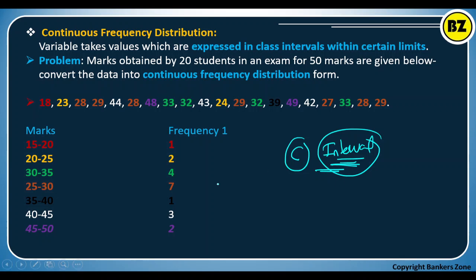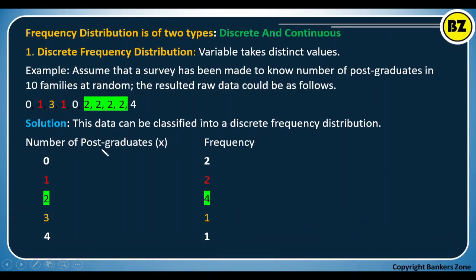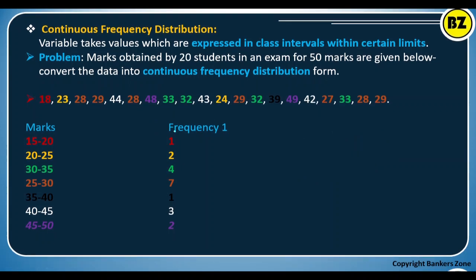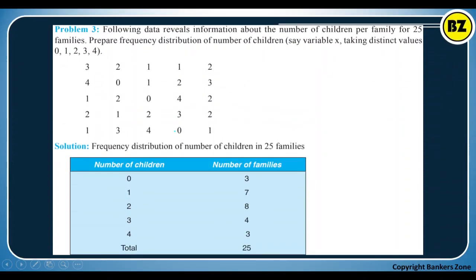So here you learned how to draw the table for a discrete frequency distribution, and how to draw the distribution form for a continuous frequency distribution. Now we'll move to the problems. See the problem given here in the book: the following data reveals information about the number of children per family for 25 families. Prepare the frequency distribution of the number of children, taking the variable x as distinct values.